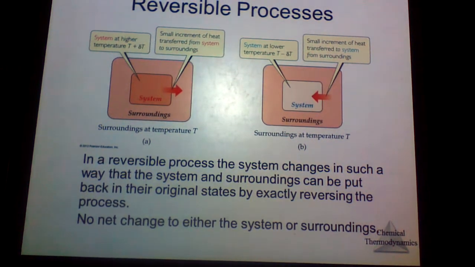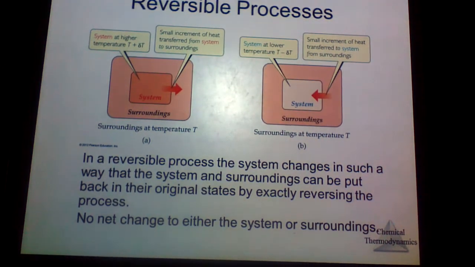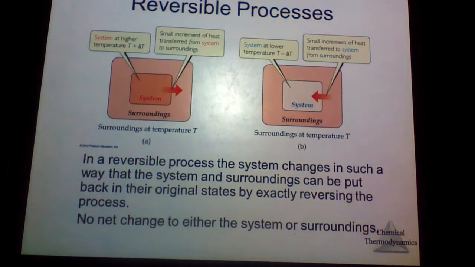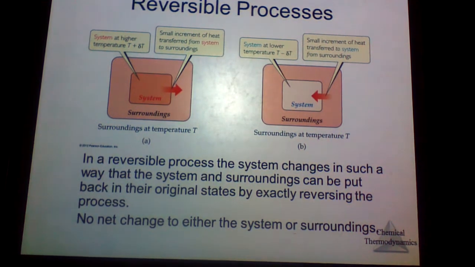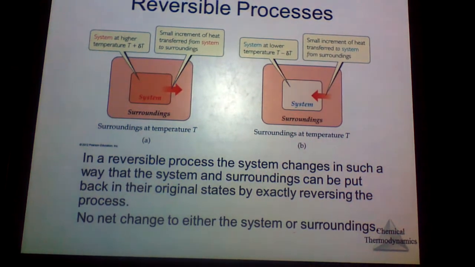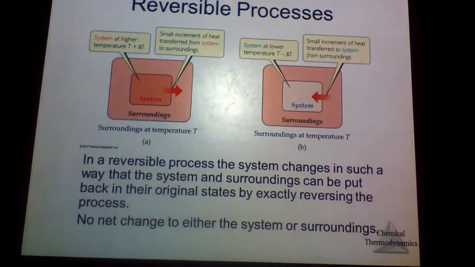Now, if the temperature change is infinitesimally small, it's so small that I don't really see a big transfer of energy, or heat flow, between system and surroundings. A lot of times we think about reversible processes as being that way. So let's give a different definition of a reversible process: a reversible process is where the system can change in such a way that the system and the surroundings can be put back into their original states by exactly reversing the process.